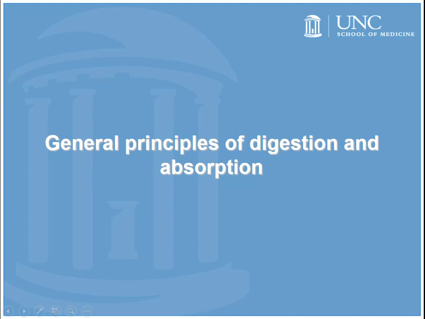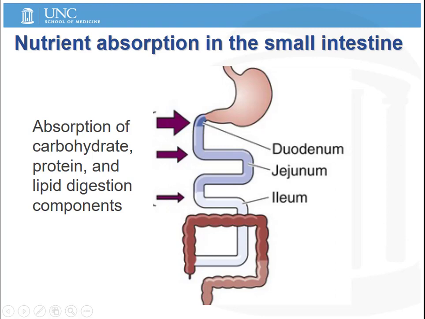Digestion and absorption are the ultimate functions of the GI tract. The majority of nutrient absorption occurs in the first portion of the intestines. The thickness of these arrows shows the magnitude of absorption at each site in the intestine. So most of the nutrients are absorbed in the duodenum, some in the jejunum, and less in the ileum.